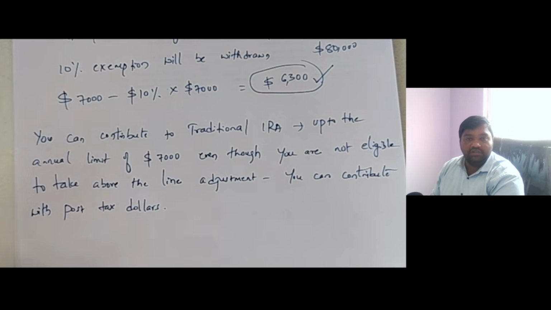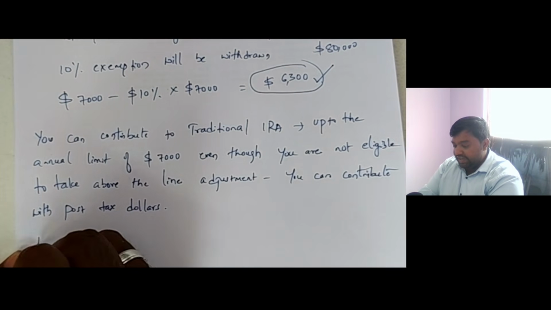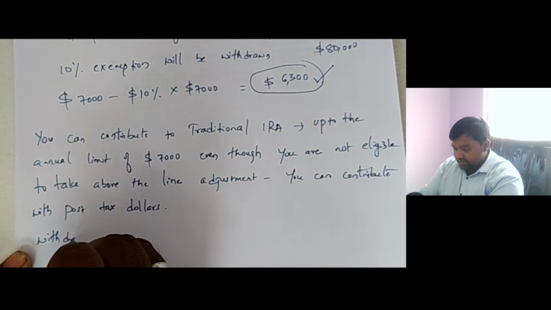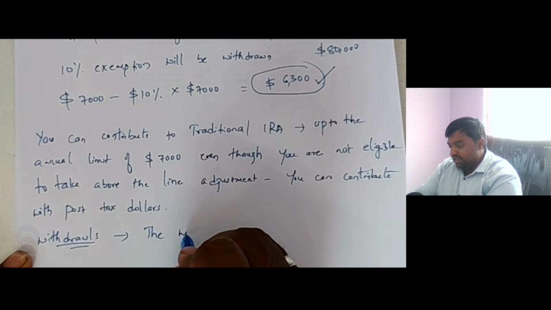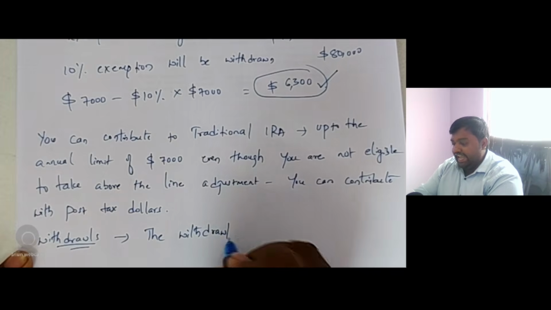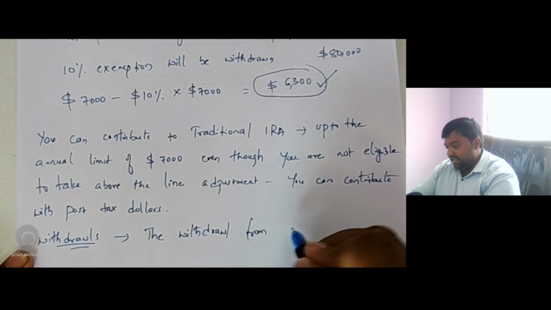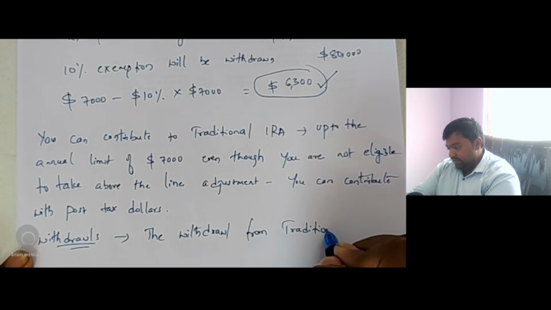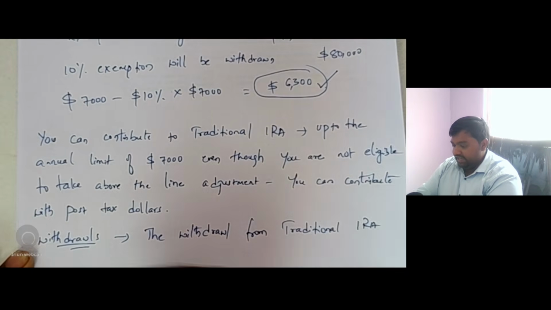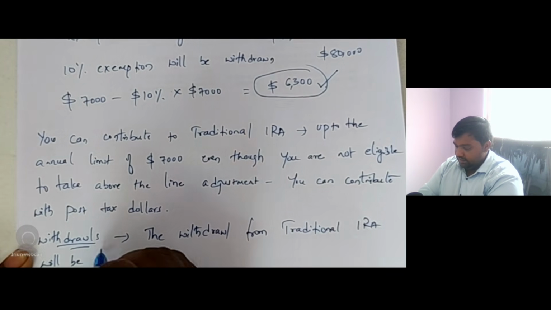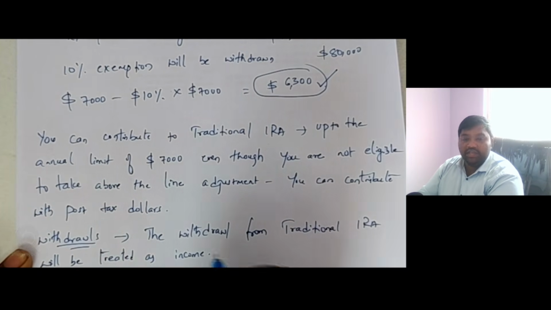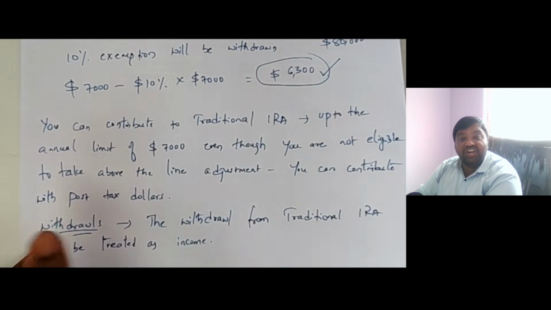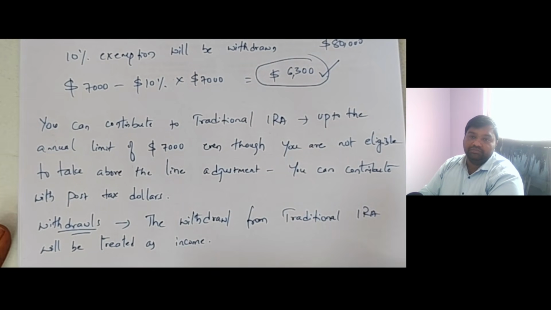When you are making contribution, you are getting a deduction, right? But when you are making withdrawals in traditional IRA, the withdrawal will be treated as your income, which means it will be taxed. So you have to pay tax on the withdrawals.